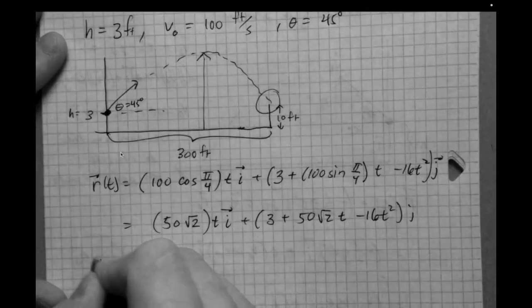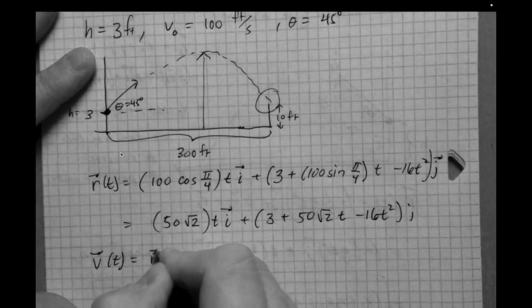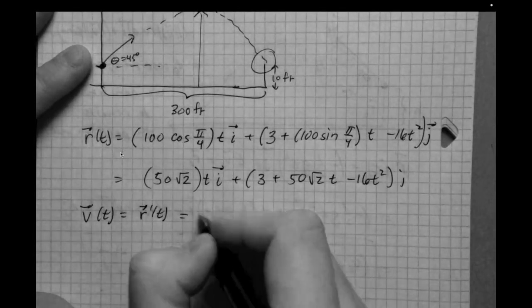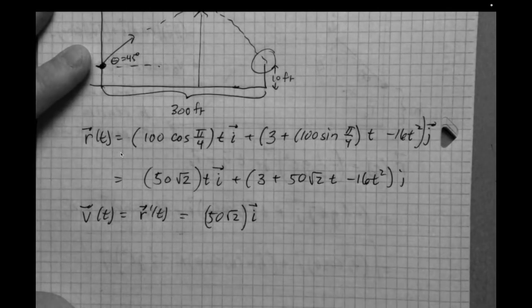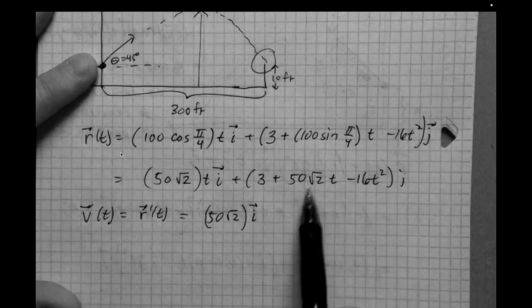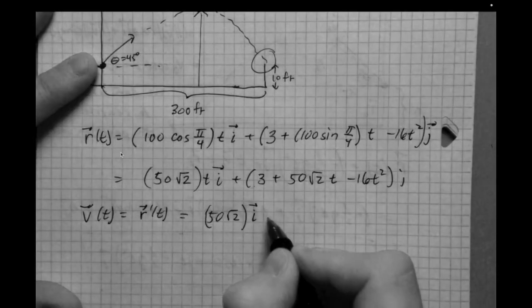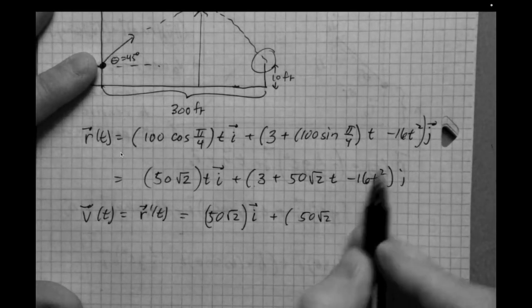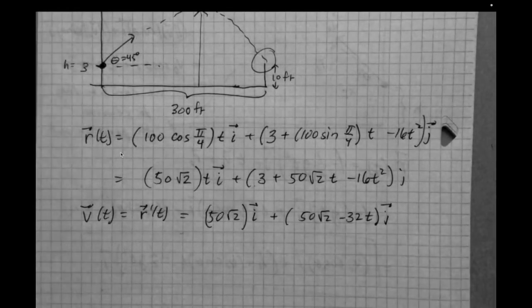What about the velocity? Well, the velocity is the derivative, right? And so the derivative here would be just 50 times the square root of 2 times i, plus, now this one's going to 0, this one will be 50 times the square root of 2, and then this one will be minus 32t. Okay, so we got those two pieces.